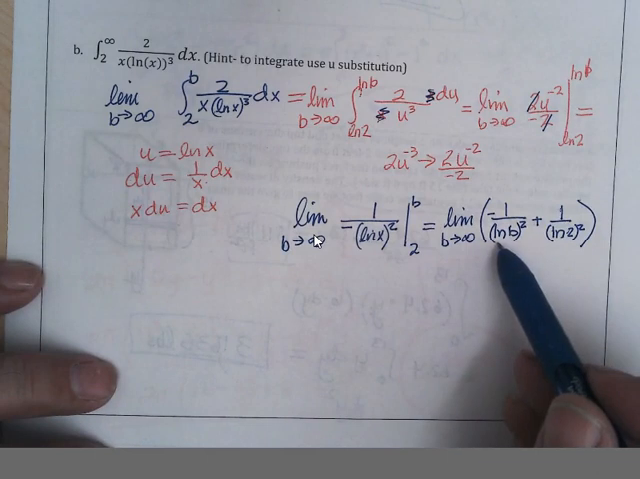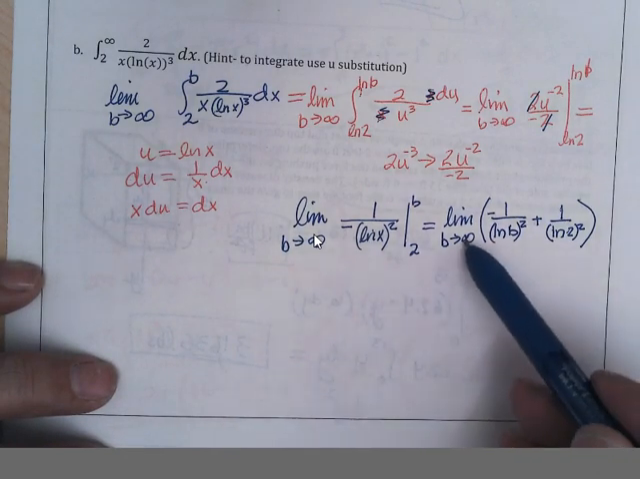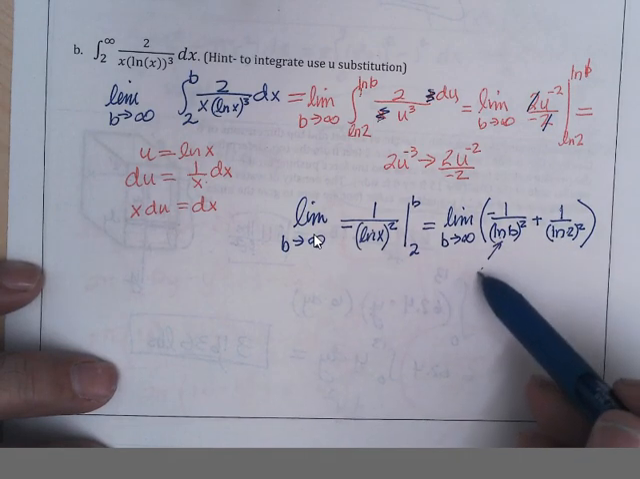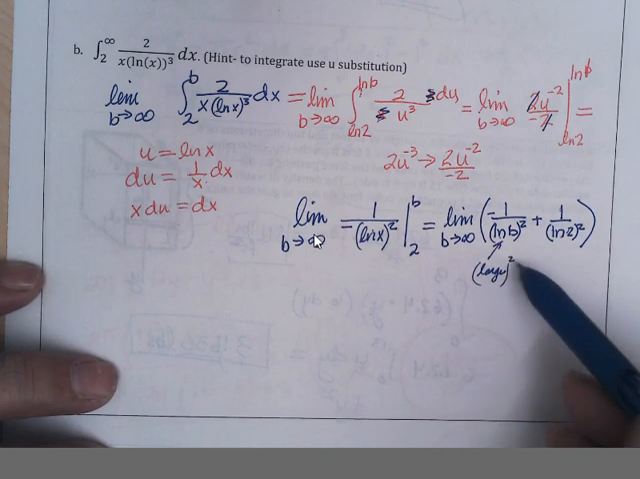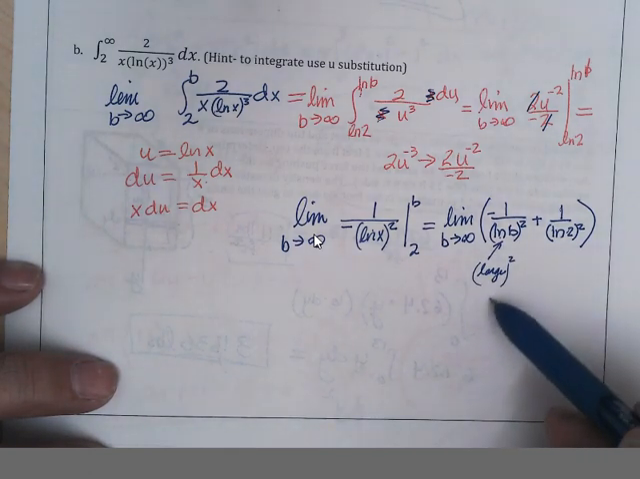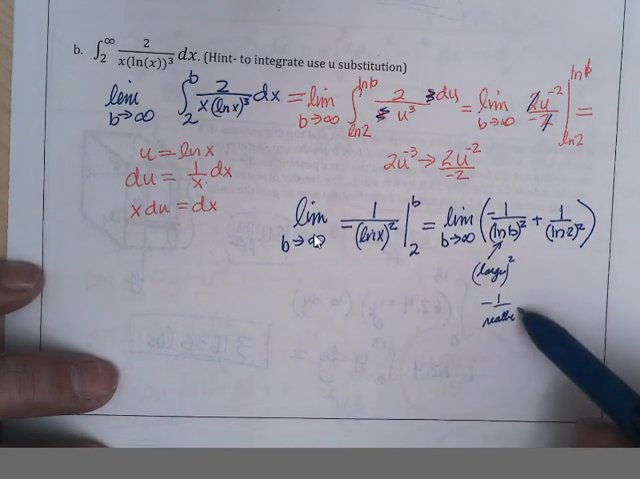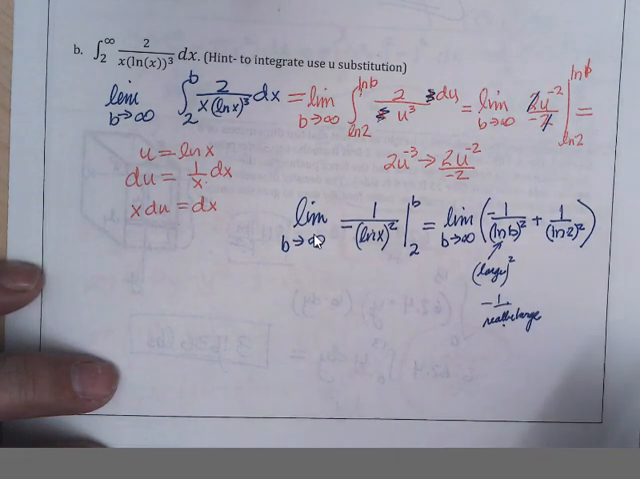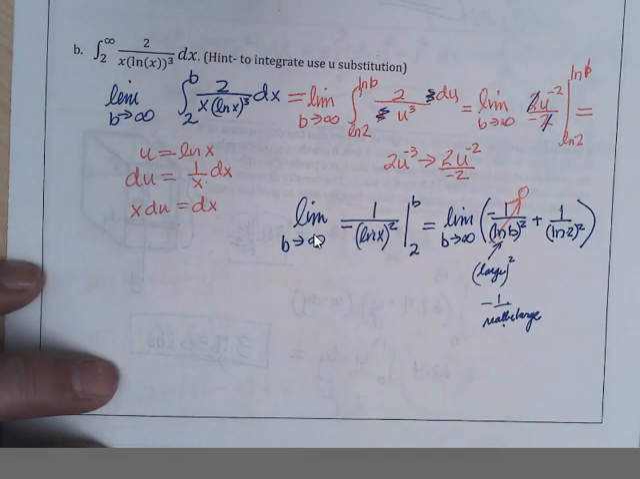Now I need to do my limit. What happens as b gets really large? Well, ln b grows also. It gets large. And if I take it to the square, it gets even larger, so I get minus 1 over really large. And when the bottom of a fraction gets really large, the whole fraction goes to a value of 0.